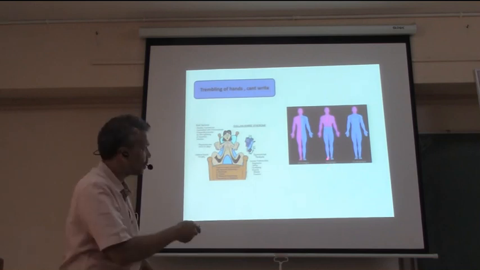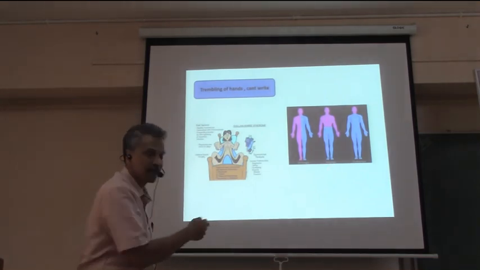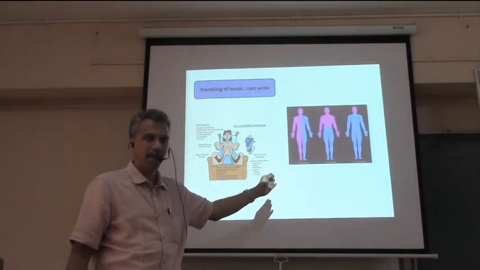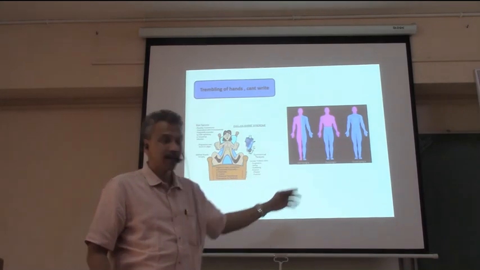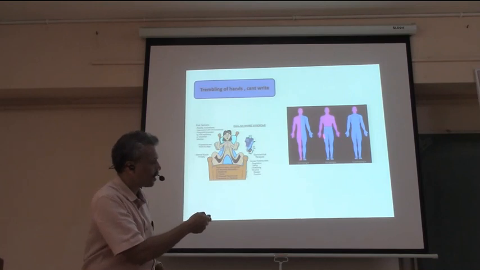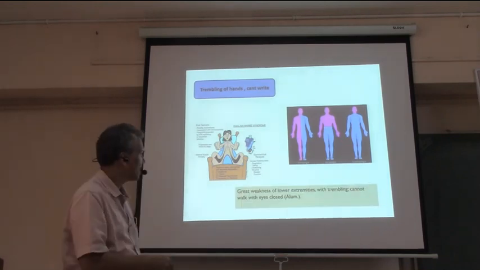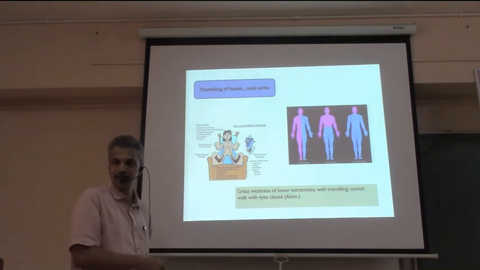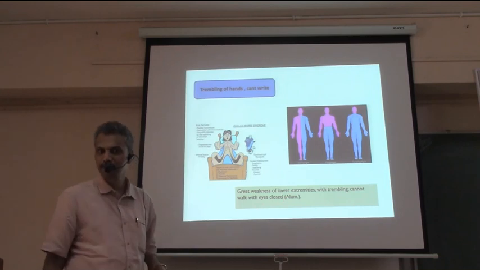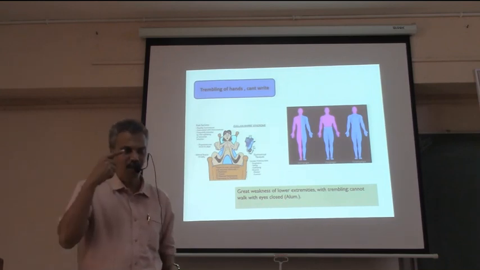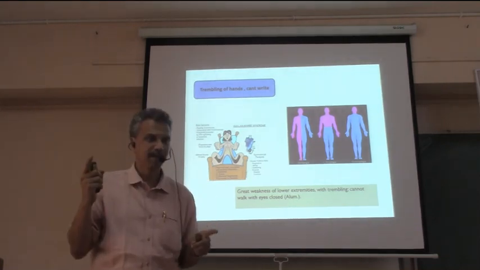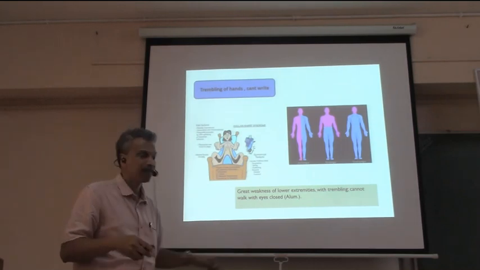This remedy, Argentum, is a beautiful remedy for paraplegia. I want you to understand the difference between hemiplegia, paraplegia and quadriplegia. That's the reason I have taken this image from Google. So this is paraplegia. Okay? Great weakness of lower extremities with trembling. Cannot walk with eyes closed. The moment he closes his eyes and tries to walk, he feels giddy. Very important.